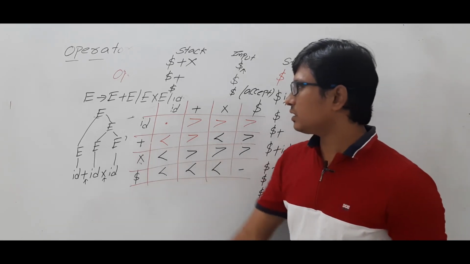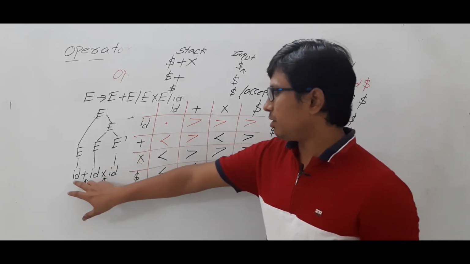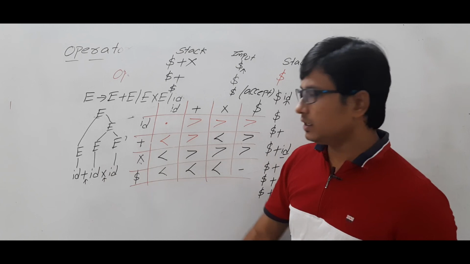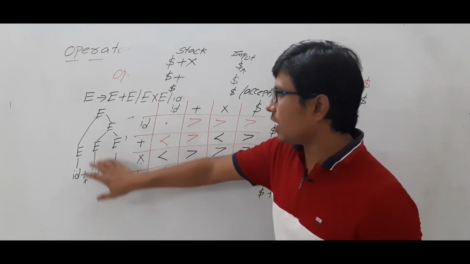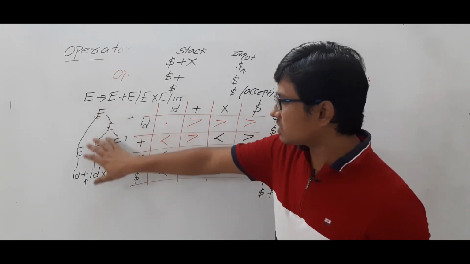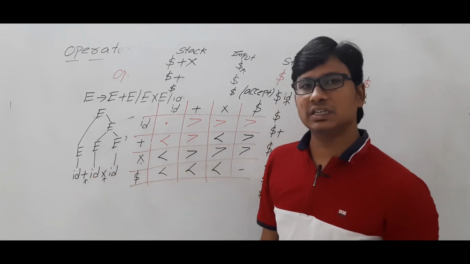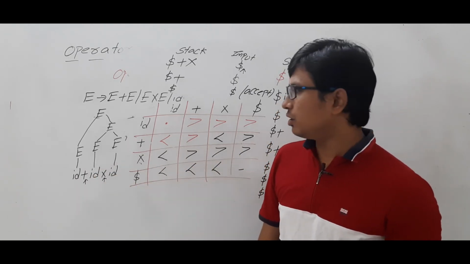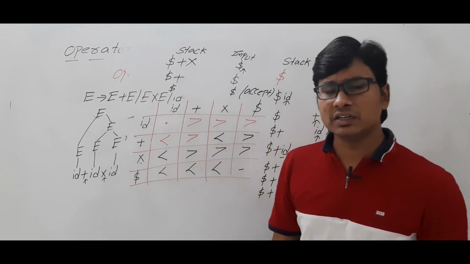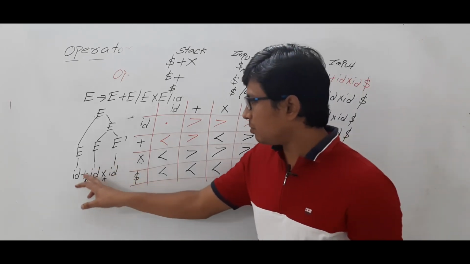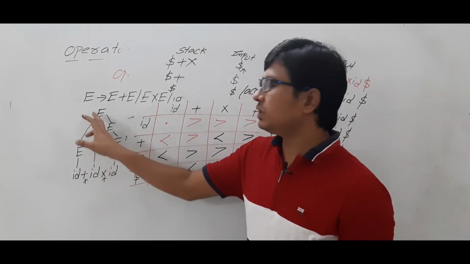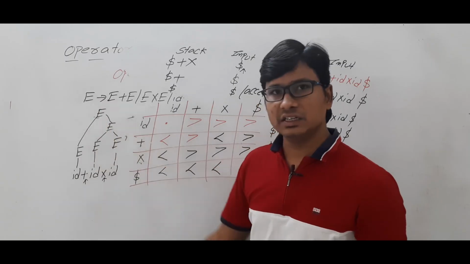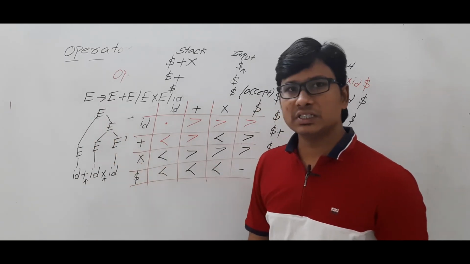So now look at the parse tree. From id plus id into id, we have taken the string and we got the parse tree. Look at this parse tree: is it correct or wrong? This parse tree is correct. Is it clear? Are you able to understand why I am saying the parse tree is correct? First we are performing the multiplication, then we are performing the addition. Is it clear?